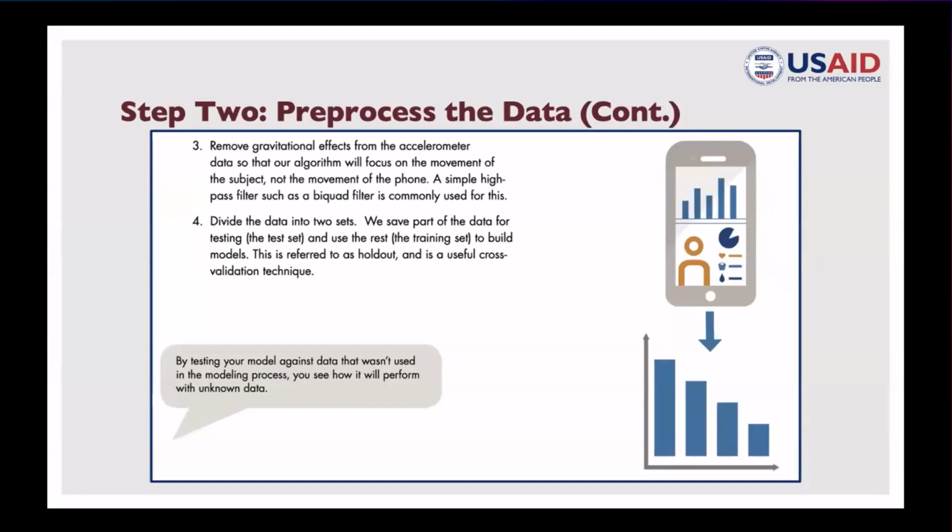Okay. So by testing your model against data that wasn't used in the modeling process, you see how it will perform with unknown data. So that is very important, guys. Right? The data set that we used in training shouldn't be used for testing. Correct? Because it will be biased if you use the same data set for training and then for testing. Right? It will not actually give you a good picture of how your model performs. These two data sets have to be unique from one another.